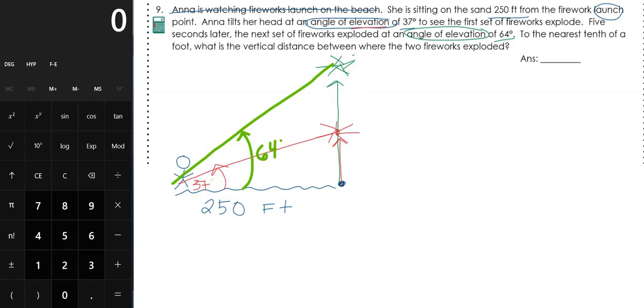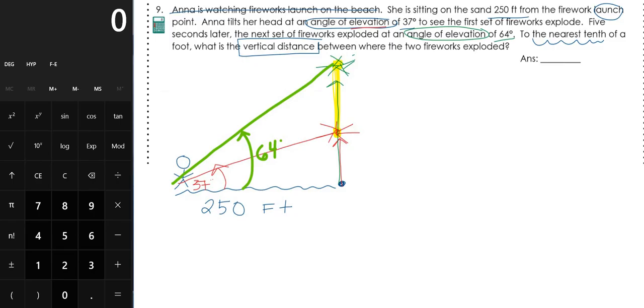Now, let's get to the question. To the nearest tenth, okay, so they're telling us how to round at the end. To the nearest tenth of a foot, what is the vertical distance between the two fireworks, where the two fireworks exploded? So what is the vertical distance? This is their ask. Between the two fireworks. Okay, well, one firework explosion was here. The second one is here. Vertically, they're looking for this distance right here between them.